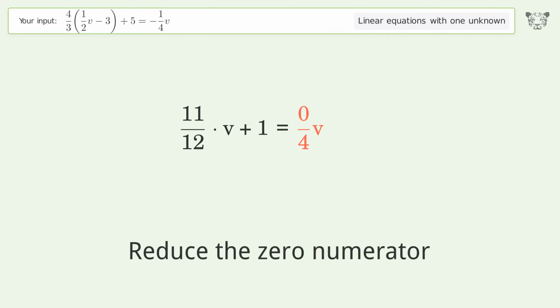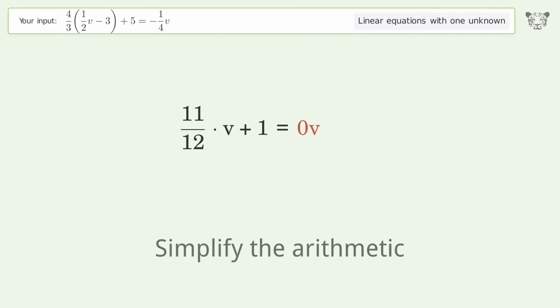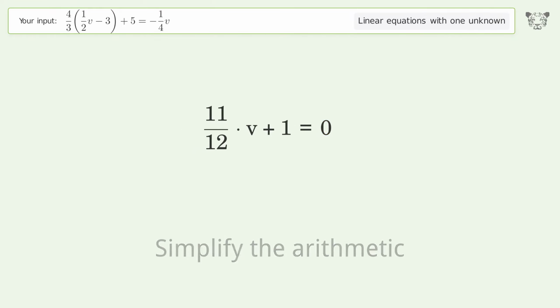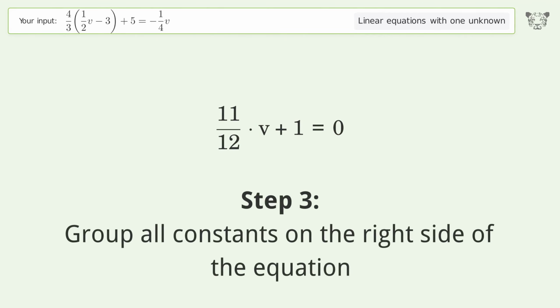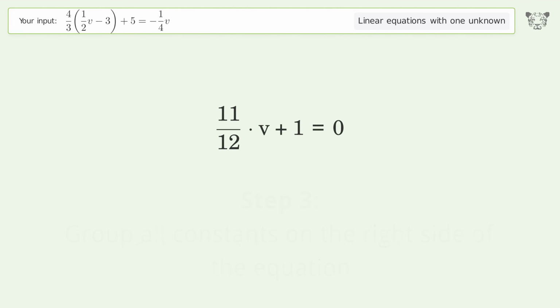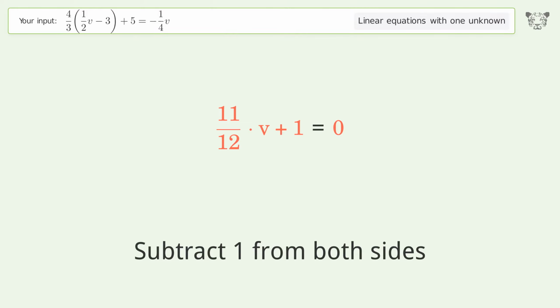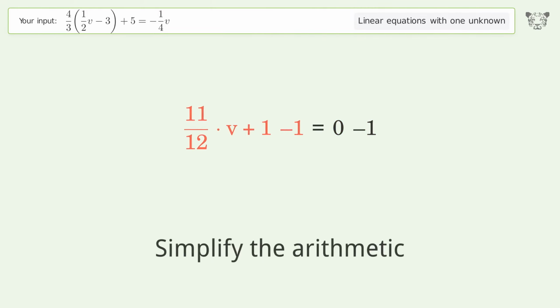Reduce the zero numerator. Simplify the arithmetic. Group all constants on the right side of the equation. Subtract 1 from both sides. Simplify the arithmetic.